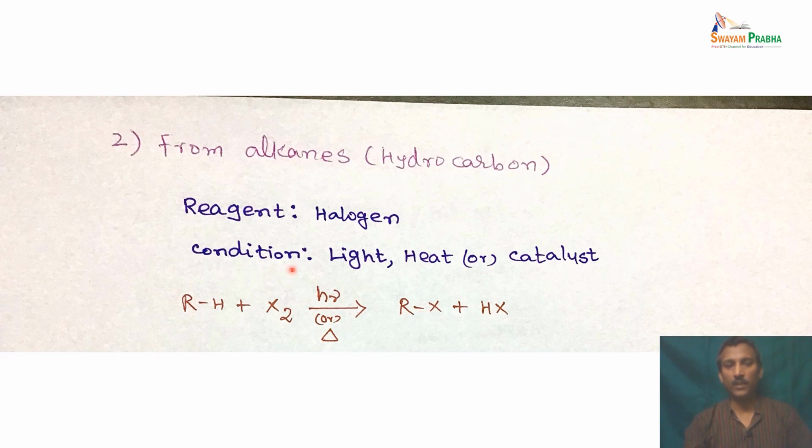The conditions required for this particular transformation are light, heat or catalyst. Any one of them is required for this transformation. So the alkane, which is RH, reacts with X2 in the presence of h nu, that is light, or heat, and gives RX, that is alkyl halide, plus HX. This is formed in this particular reaction.